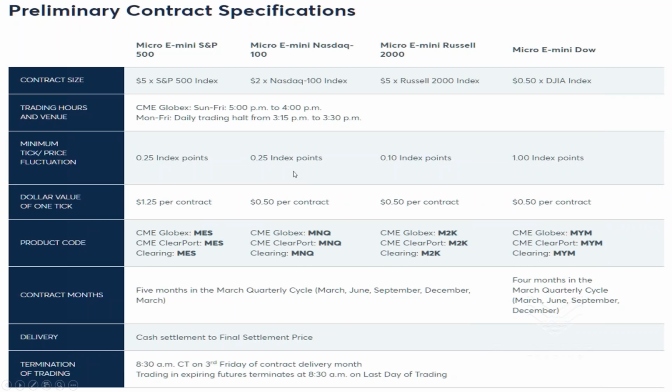So you really need to understand. We all, as traders, need to understand the specification for the product that we're trading, and this is it, right? So just basically take the same thing about the S&P, the ES, NQ, RTY, and YM, and divide by 10. Okay.